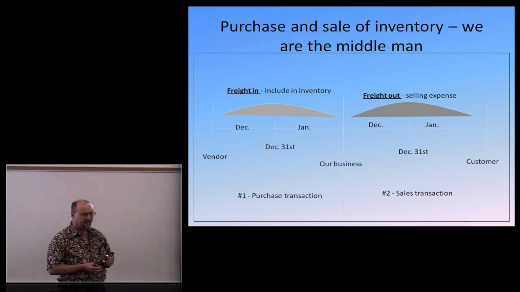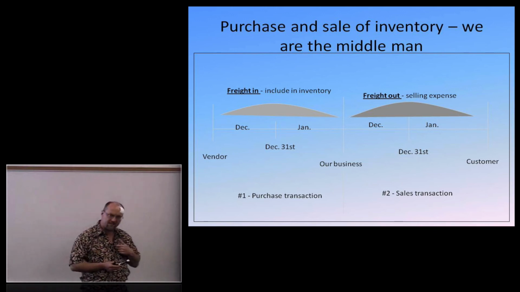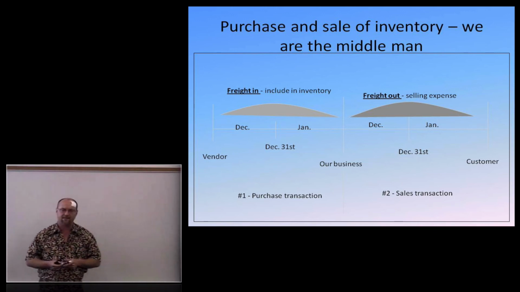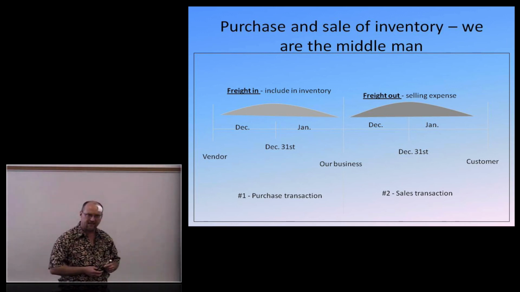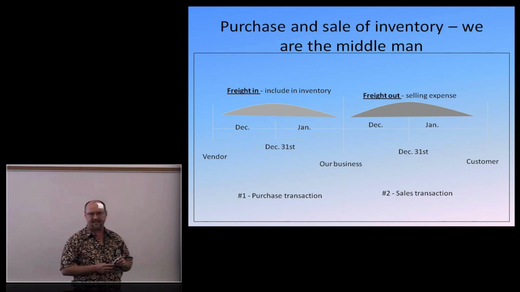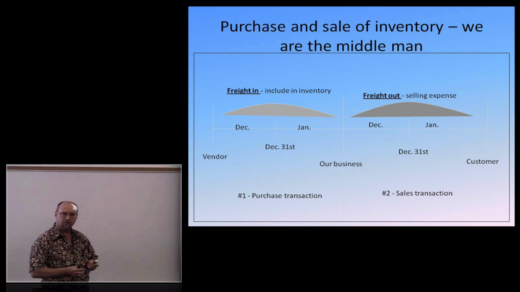So if the seller pays shipping, we call it freight out. In transaction two, we're the seller. If we have to pay for shipping, we're going to account for freight out as a selling expense, which means it goes straight to the income statement. It does not go on the balance sheet, whereas freight in does go on the balance sheet as part of inventory. Inventory is an asset on the balance sheet.